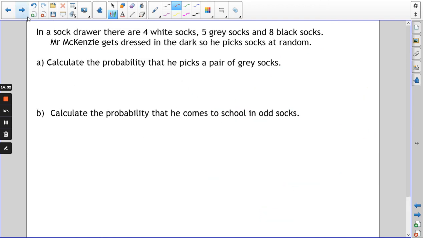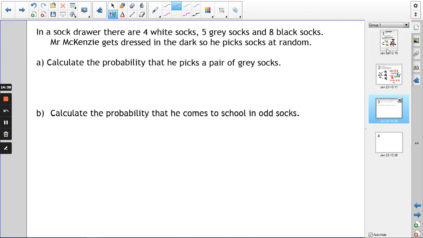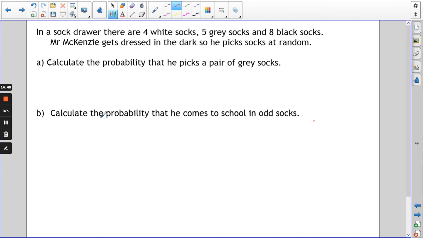Okay, another example then. And I'm going to see if I can do this one without a tree this time. Okay. So, in a sock drawer there are 4 white socks, 5 grey socks and 8 black socks. Mr. Mackenzie gets dressed in the dark, as you may have noticed in school, and so he picks his socks at random, and because he's particularly lazy, they're all individual single socks. He doesn't even pair them up. Okay, calculate the probability that he picks a pair of grey socks.